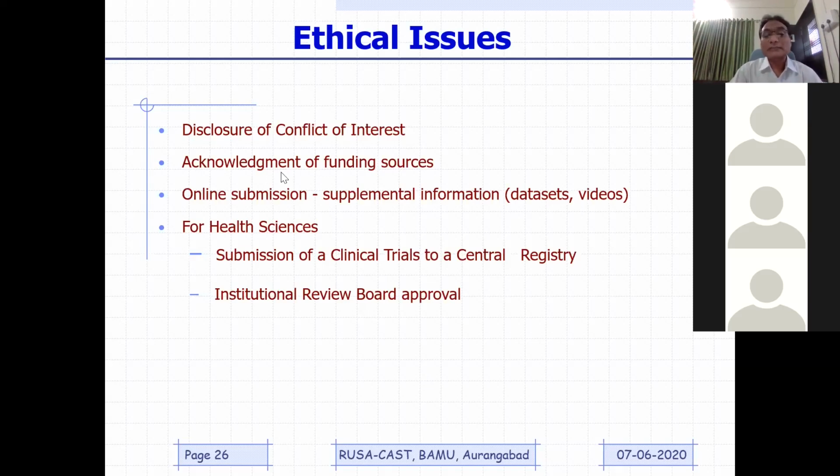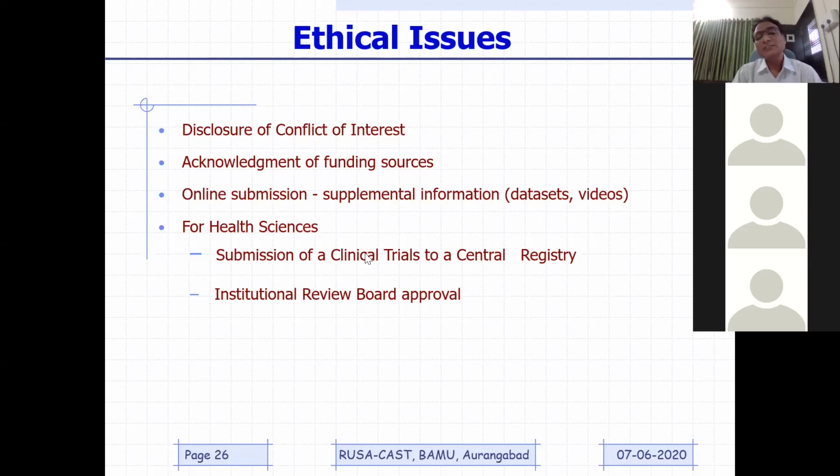You need to think of acknowledgement of funding resources, whatever sources you have. Then online submission nowadays, because all the leading journals are online. Since they have page limitations, they will advise you to submit information in supporting form, like supplemental information. So you need to see what kind of data you can submit. There are some journals that will allow you to submit even videos in supplementary information, right?